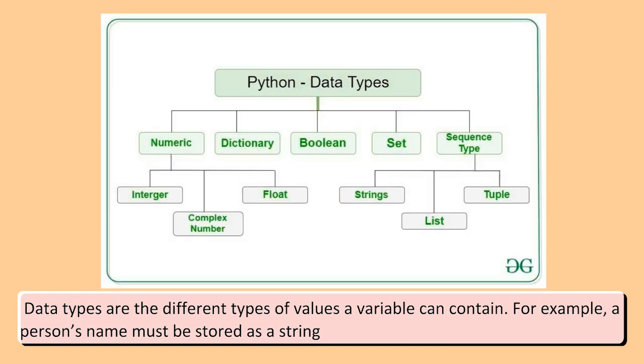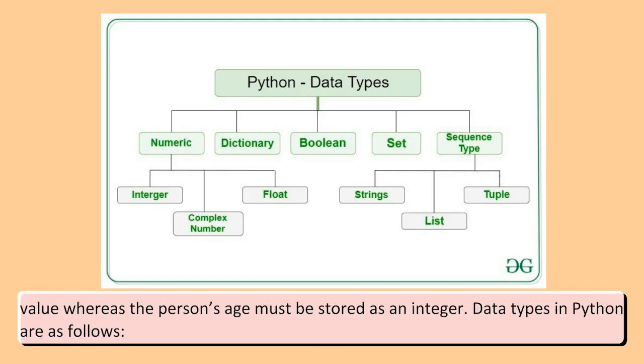Data types. Data types are the different types of values a variable can contain. For example, a person's name must be stored as a string value whereas a person's age must be stored as an integer. Data types in Python are as follows.